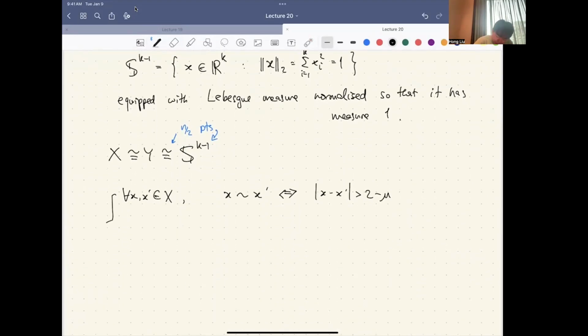And for the cross edges, x adjacent to y if and only if they live in each other's hemisphere, meaning that their distance, x minus y, is smaller than root 2, also minus mu. Okay. Good.